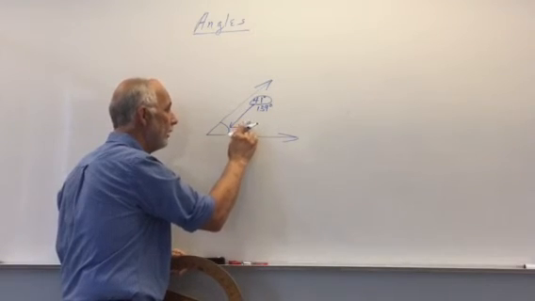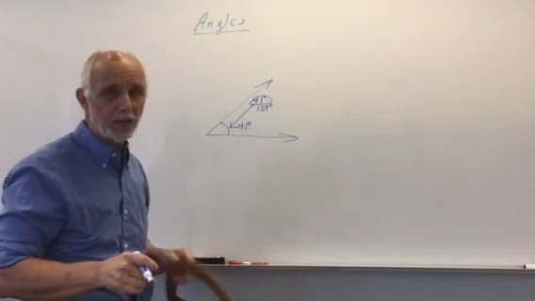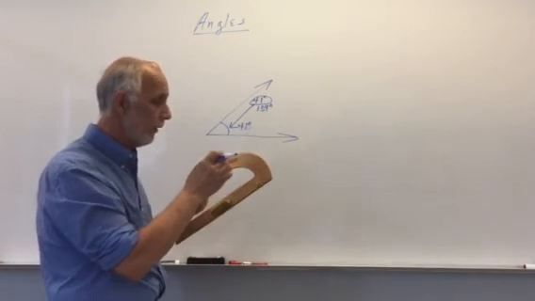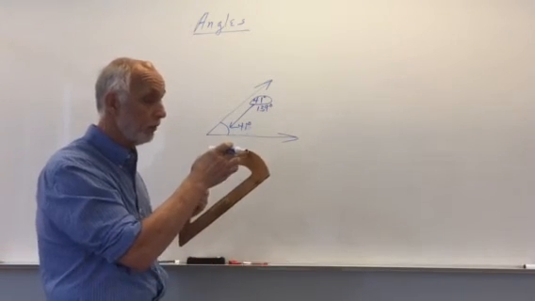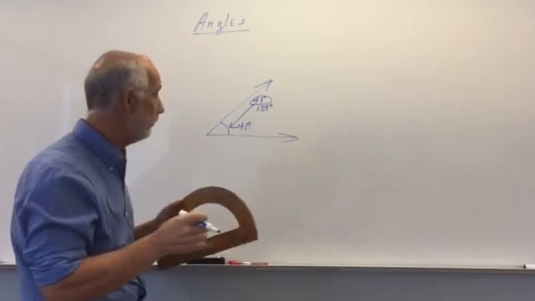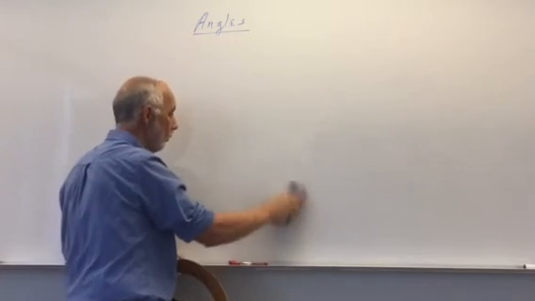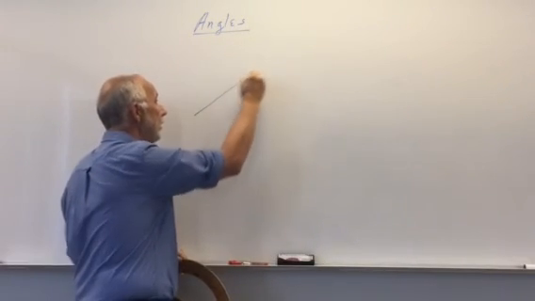And by the way, you might say, well, what if it was 42? I don't think I would be that accurate. But some of them, actually, your little plastic protractors might have a little line for each degree, and then you could be more accurate.